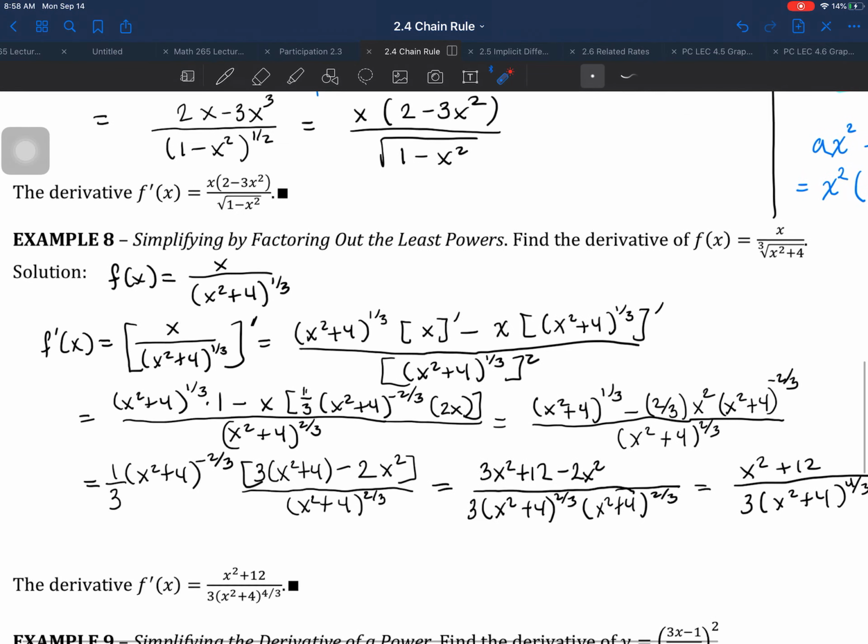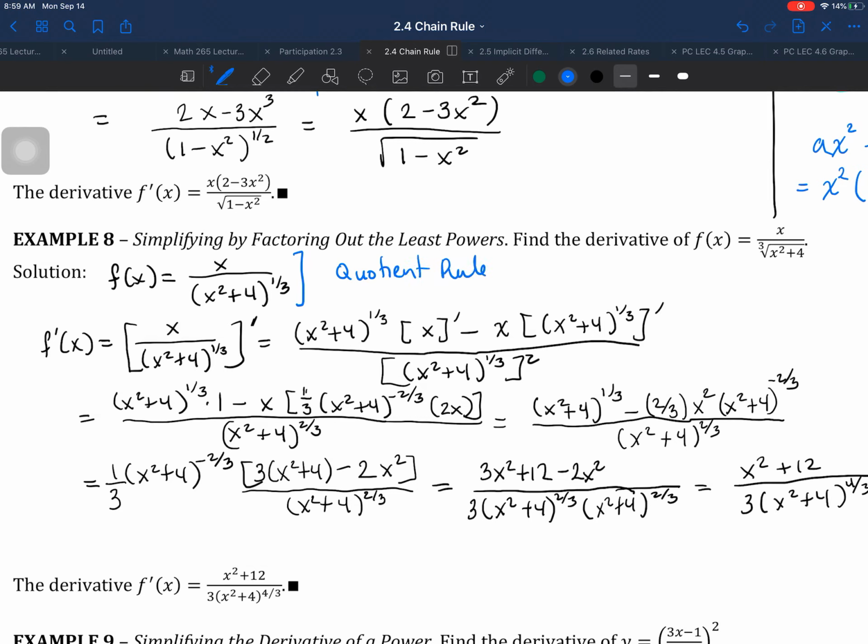All right, here's another example. Let's simplify by factoring out these powers. Find the derivative of this. So the expression is in radical form, so I'm going to go ahead and change it into power form. So we see here that I have f of x equals x over x squared plus 4 to the 1/3. Now the big picture implies that we're going to have quotient rule.